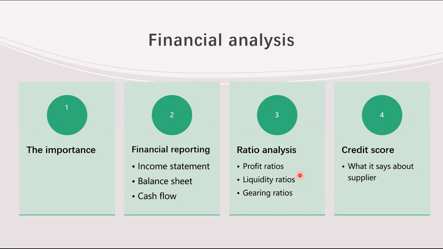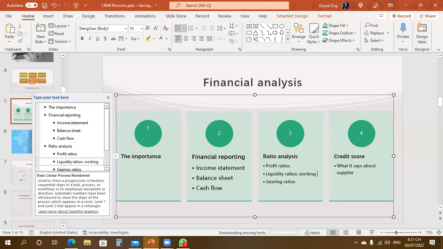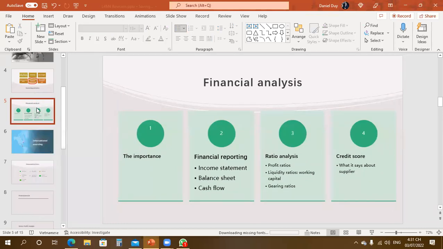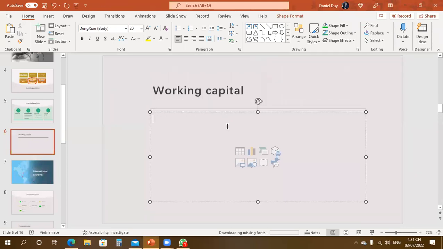Also, about this, we also have a ratio that has not been mentioned in the study guide. It is working capital. I should make it in a new slide. Working capital is the term for the result between current assets and current liability.